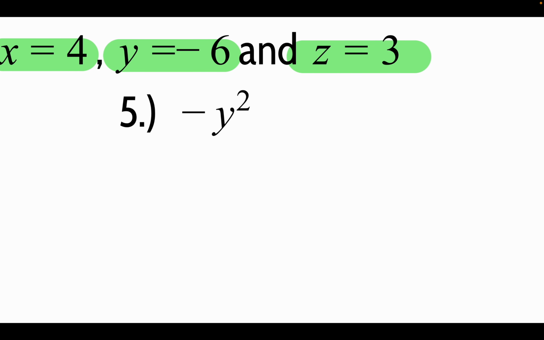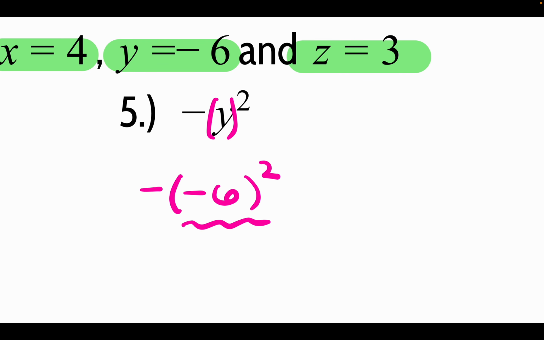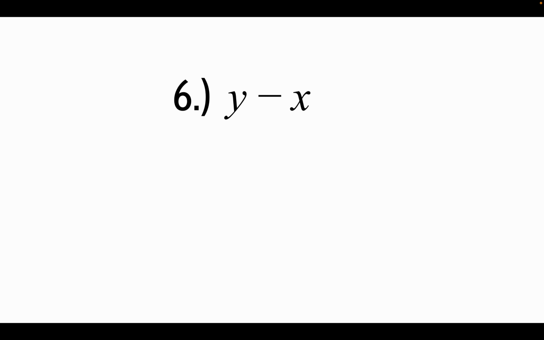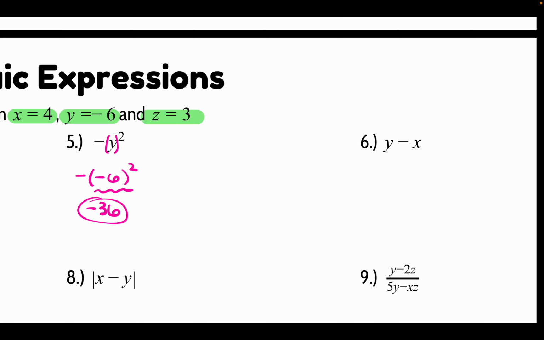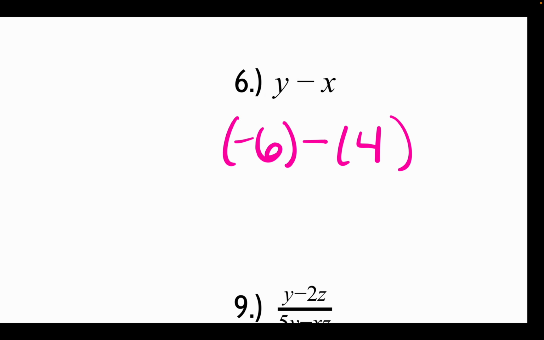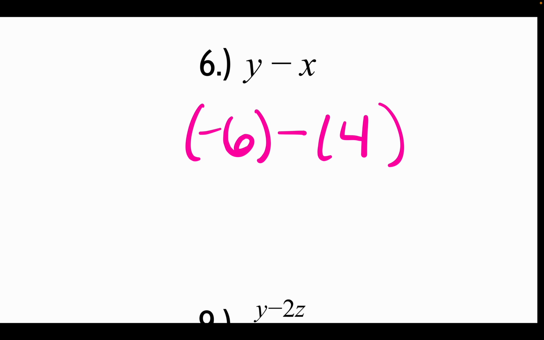Our next one, now we have -y squared. So remember, only the y is being squared, so that negative is out front. So we have -6 squared. So if we take care of this, that gives us 36, but we have to bring that negative down. So -36 is this answer. Next one, we have y minus x, and then our numbers. So we have -6 minus 4. -6 minus 4, that is -10.